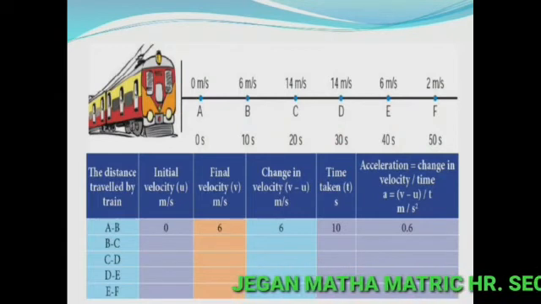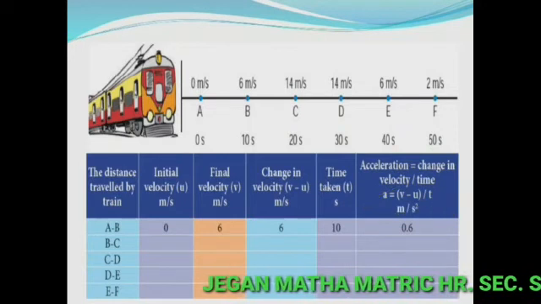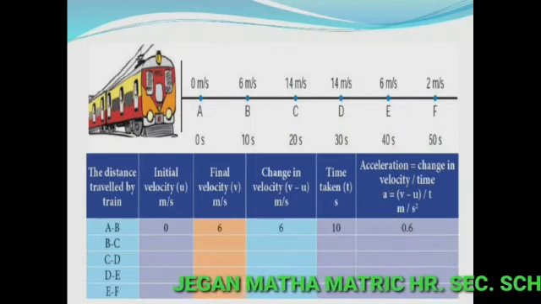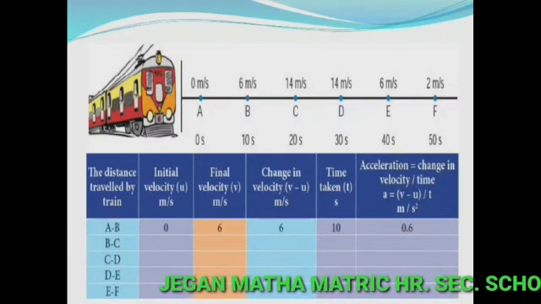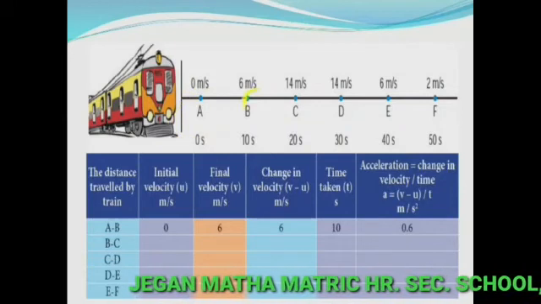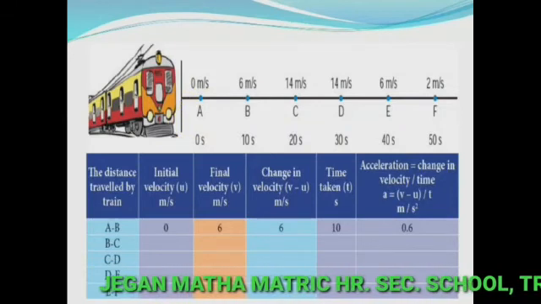So acceleration a is equal to v minus u by t. So we get 0.6 meter per second square as the acceleration where the train goes from A to B. So next, like that, B to C, C to D.